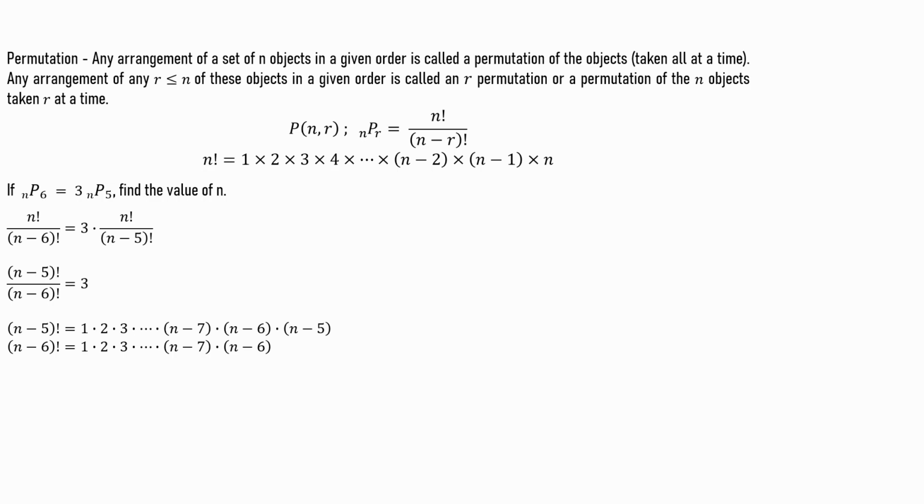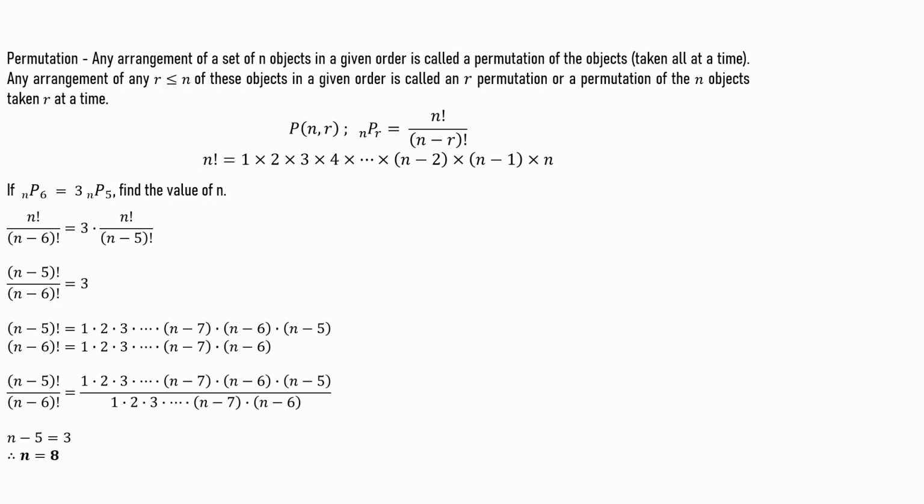So, nakalagay, di ba? Pag divide natin, n minus 5 factorial over n minus 6 factorial. So, therefore, cancel lang yung mga yun, yung n minus 6 factorial. Matitira na lang ay n minus 5. So, n minus 5 ay equal to 3. So, add both sides ng 5. Therefore, n ay equal sa 8.